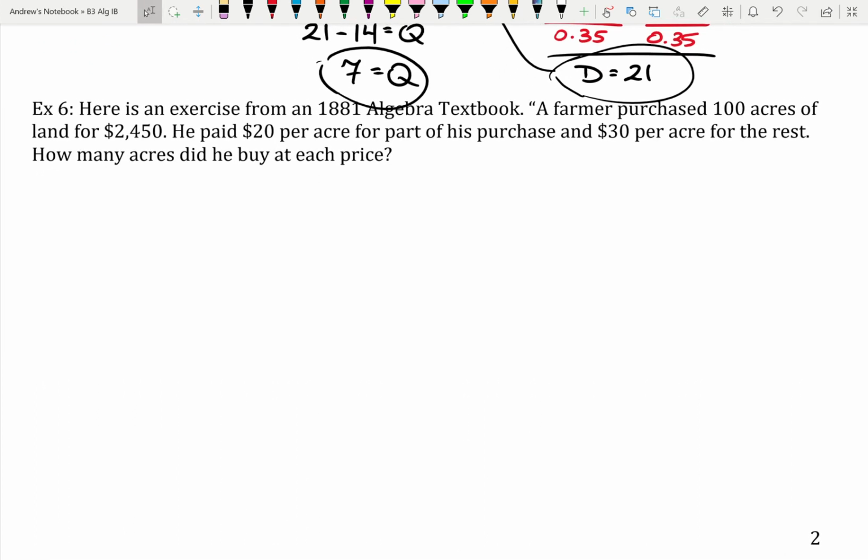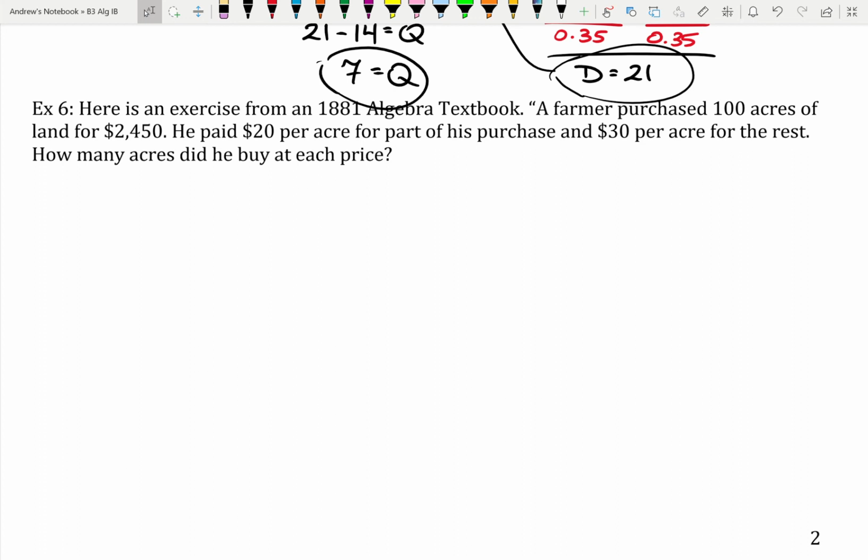Here is an exercise from an 1881 algebra textbook, back in the days before Instagram and Snapchat and telephone. Well, I think that telephone was around. But anyway, a farmer purchased 100 acres of land for $2,450. He paid $20 per acre for part of his purchase and $30 per acre for the rest. How many acres did he buy at each price?